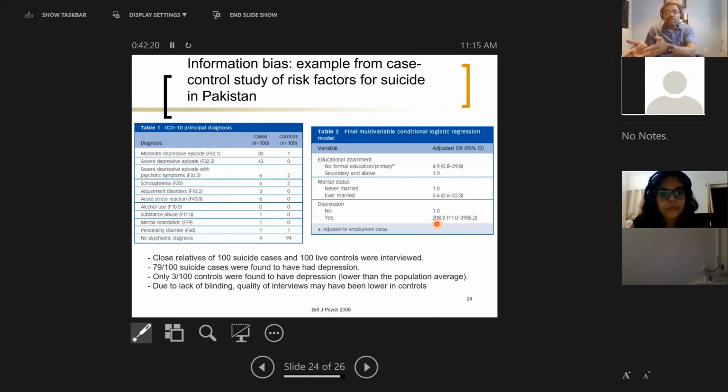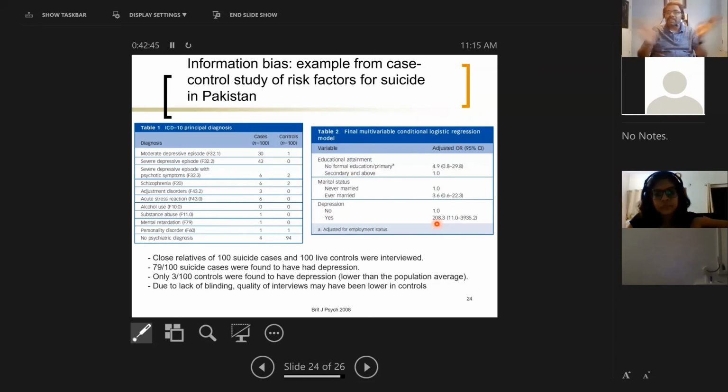And then you interview a live, healthy person. Are you depressed? No, I'm not. Why? Because there was already so much stigma around mental health in Pakistan or India or most countries for that matter. So if somebody asked you about your depression, you're not going to give them a straight answer, right? So controls dramatically underreported depression, while cases were excessively reporting depression.